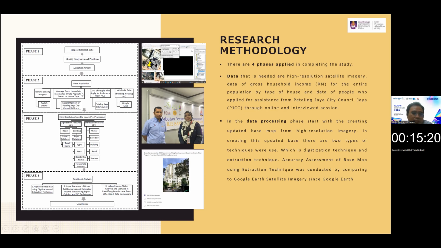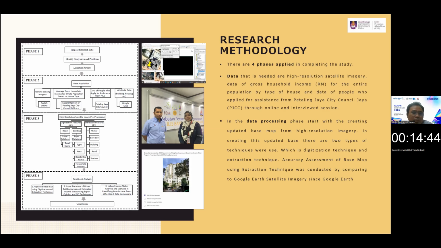So for the data collection, there are four main datasets used in this study. We start with the remote sensing imagery that comes from AGES online, and then we also get data from the local agency, the average gross household income, and we also need the experts to identify the real value of the income population. Besides that, we also have another spatial data, which we call attribute data, related to the buildings, housing, and others from Google Map.